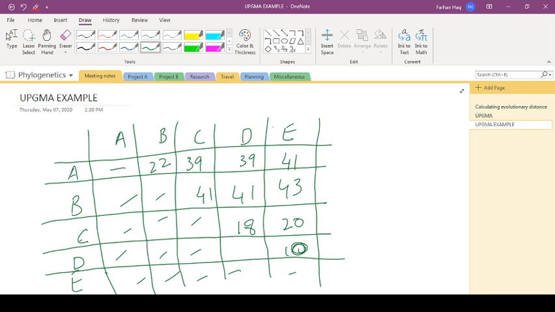So what UPGMA actually does is draw another matrix based on this matrix, and cluster these two species together. For example, here you will say that D and E are clustered together. So this is one. This is one. So we write it like this, right?